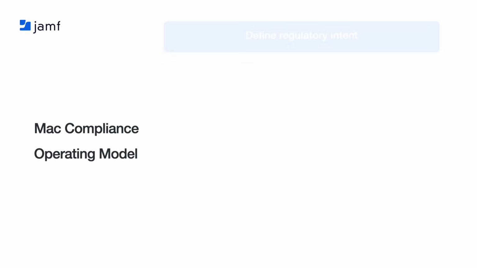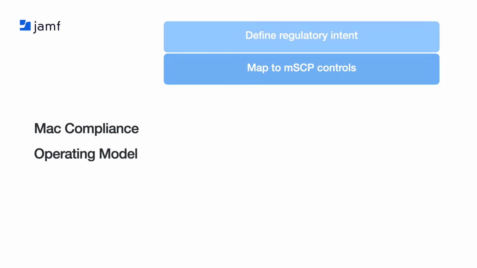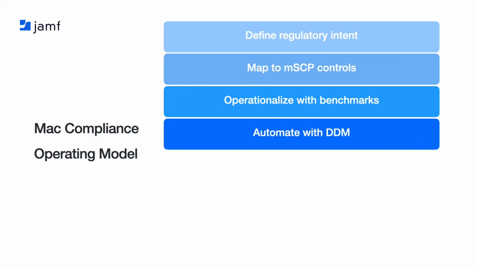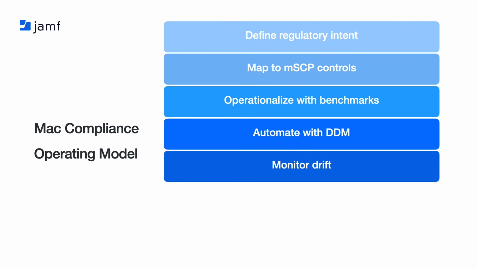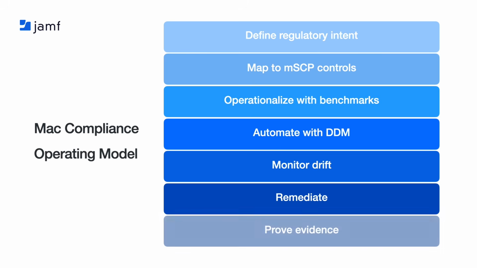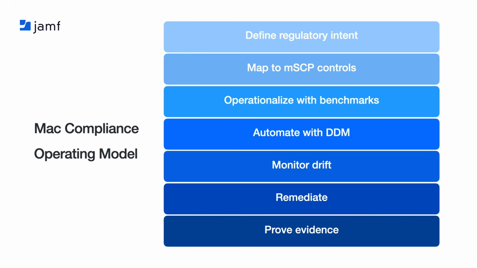Some organizations will start with a broad baseline across all devices. Others layer in risk-based controls for higher risk users or data. And in practice, most mature teams blend both within this operating model. Now, this is not a product workflow. It's an operating model. And it's an operating model that mirrors Apple's philosophy. Define the desired state, declare it, verify it, and self-correct when drift occurs.